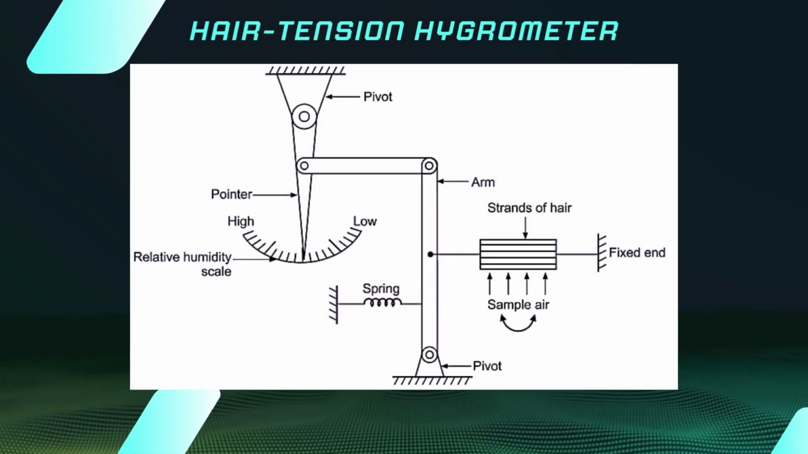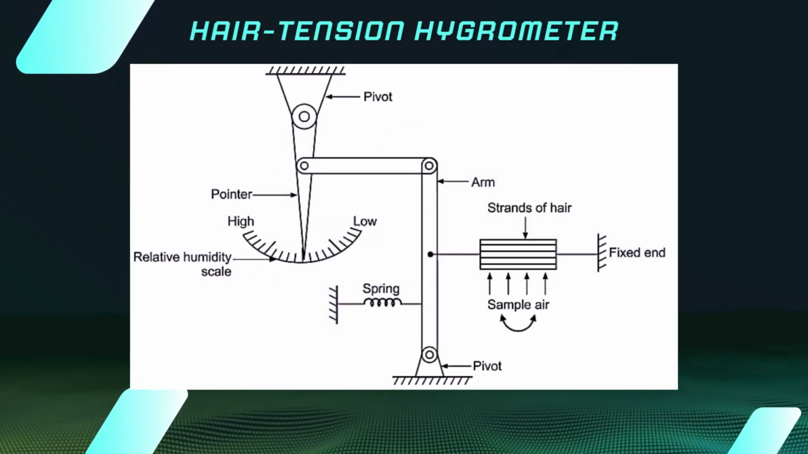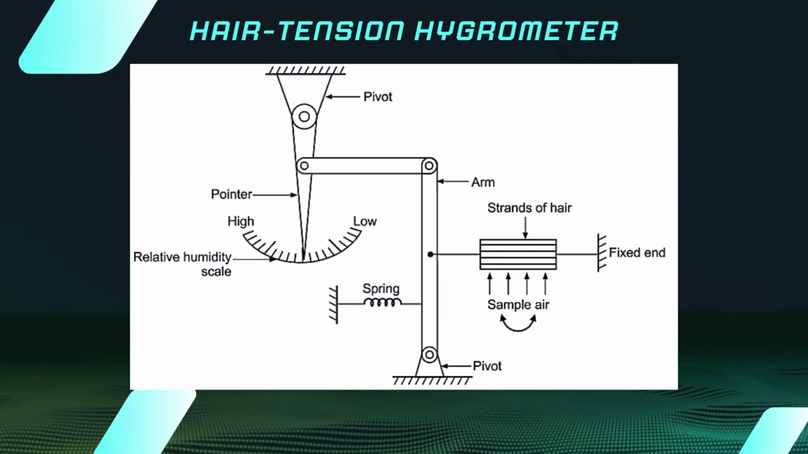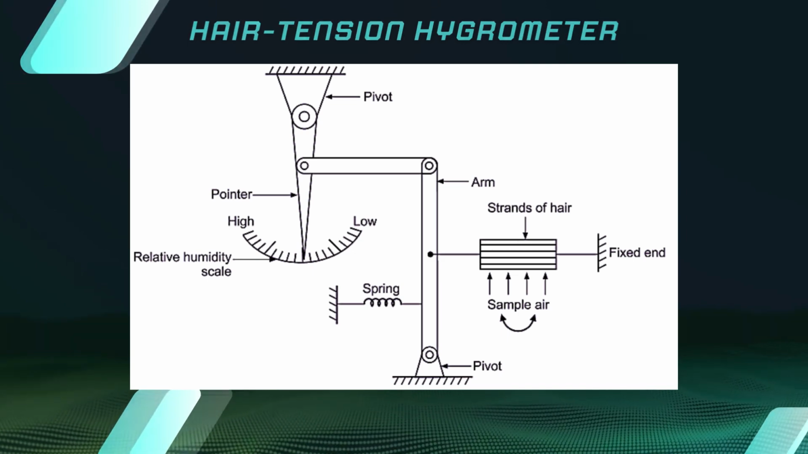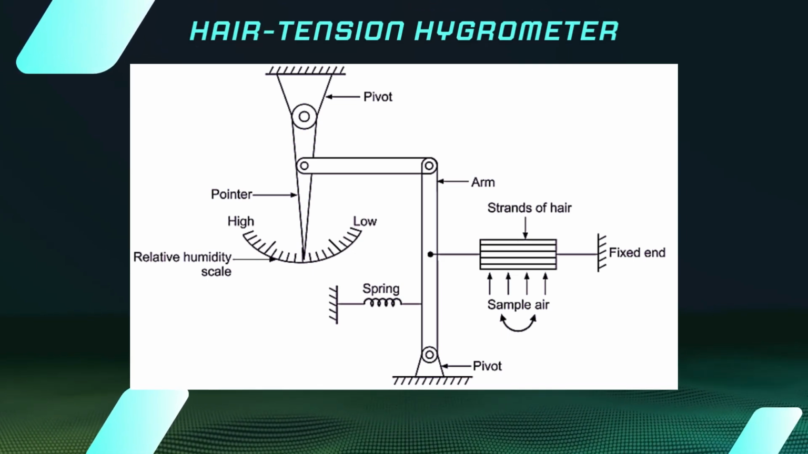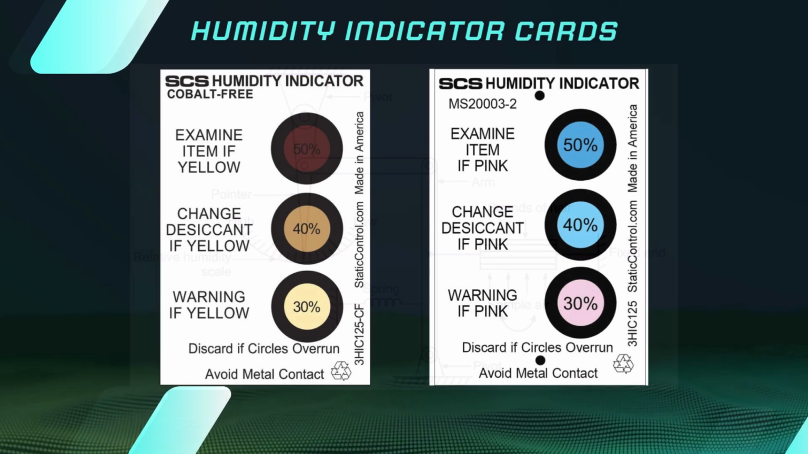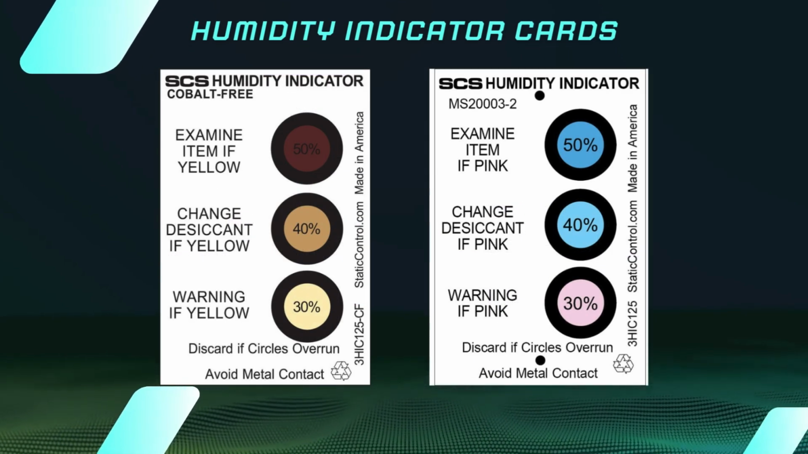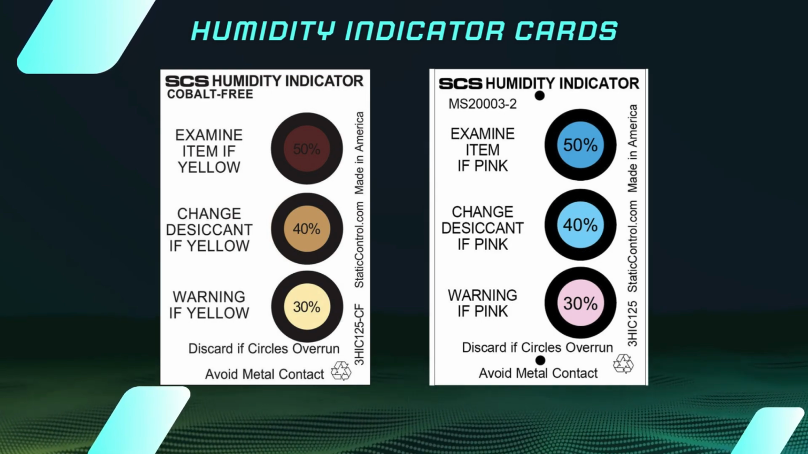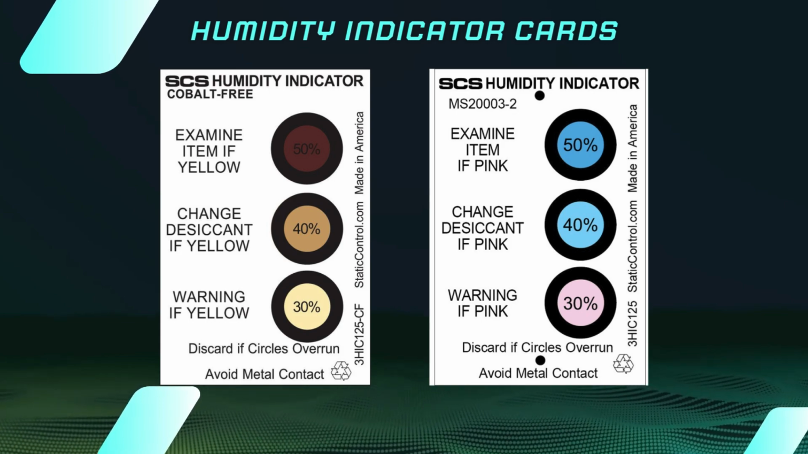The next instrument I now have to talk about is the hygrometer. One type of hygrometer is often referred to as the hair tension hygrometer. It is made up of a humidity scale, pointer, pivot, humidity sensor, which is where the hair could be found in the instrument, tension spring, and a lever. Humidity indicator cards are moisture-sensitive cards which change color when exposed to specific humidity levels. They also come with desiccants inside moisture barrier bags.